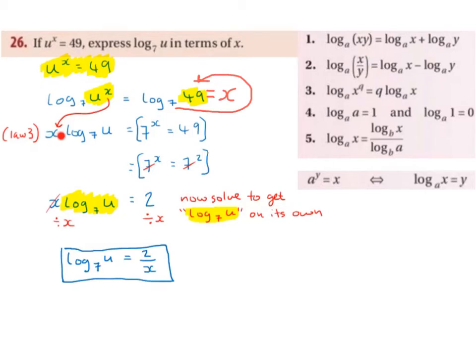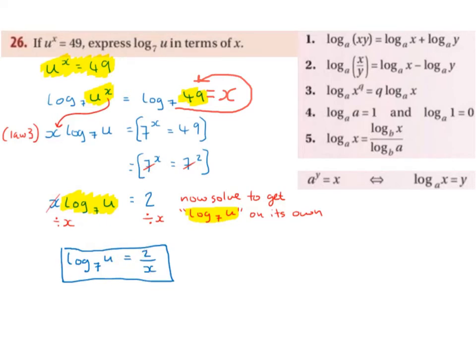So I'm going to bring down the x log base 7 u, and then I have that equal to 2. Now what I want to do is get the log base 7 u on its own. So I want to solve for log base 7 u. So since I have an x stuck on, and anything stuck together in maths means multiply, I'm going to divide by x to get rid of that x there. And if I divide by x on the left hand side, I must divide by x on the right hand side. So I'm going to bring down the log base 7 u, and that's going to be equal to 2 divided by x. So log base 7 u written in terms of x is going to be log base 7 u equal to 2 over x.